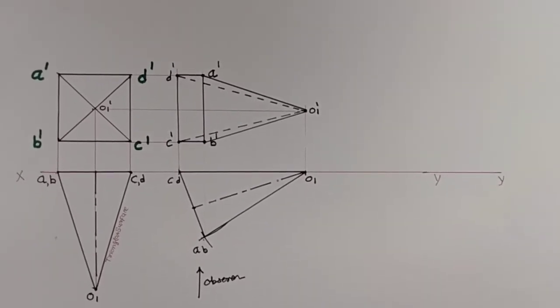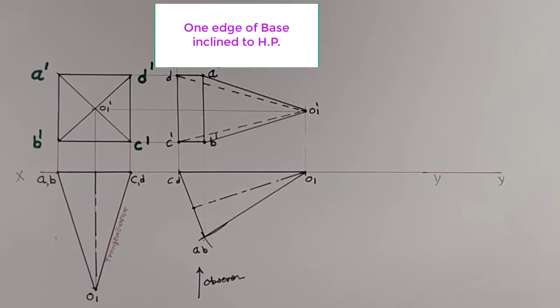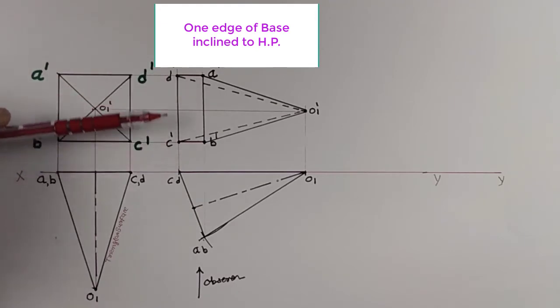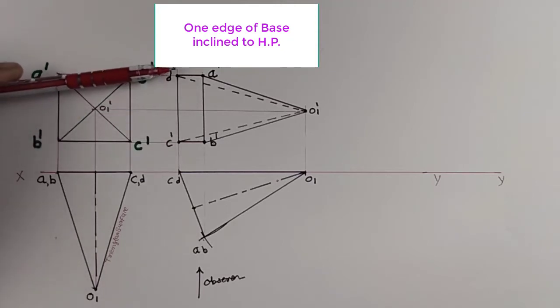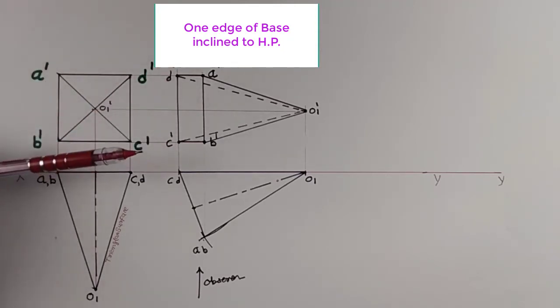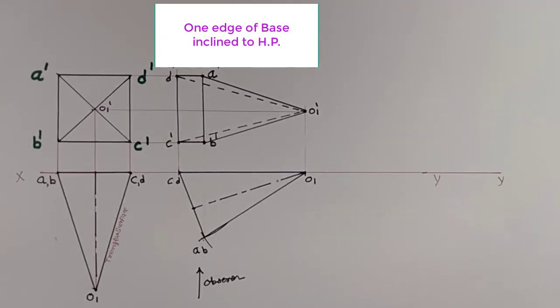Now the third stage of the problem, it says the edge of the base which is on VP and perpendicular to HP, it is inclined to HP 40 degree. So draw the projection.